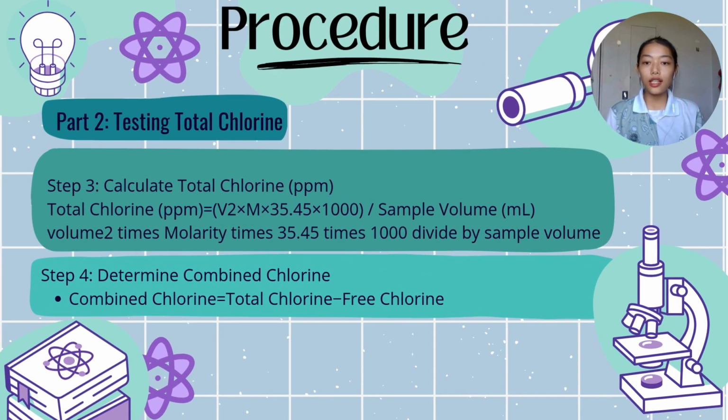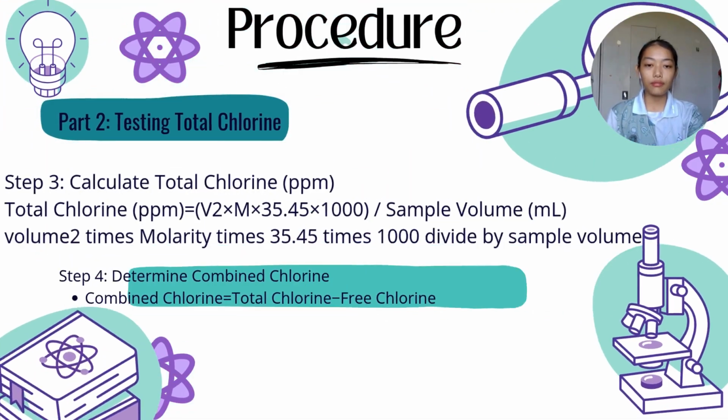Step 3. Calculate total chlorine in ppm using the formula: volume 2 times molarity times 35.45 times 1000, divided by the sample volume. And step 4. Determine combined chlorine. Combined chlorine equals total chlorine minus free chlorine.